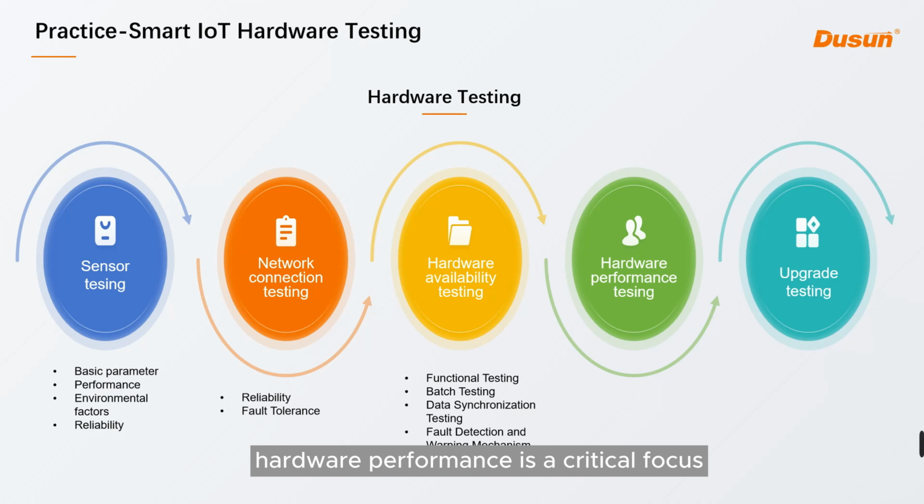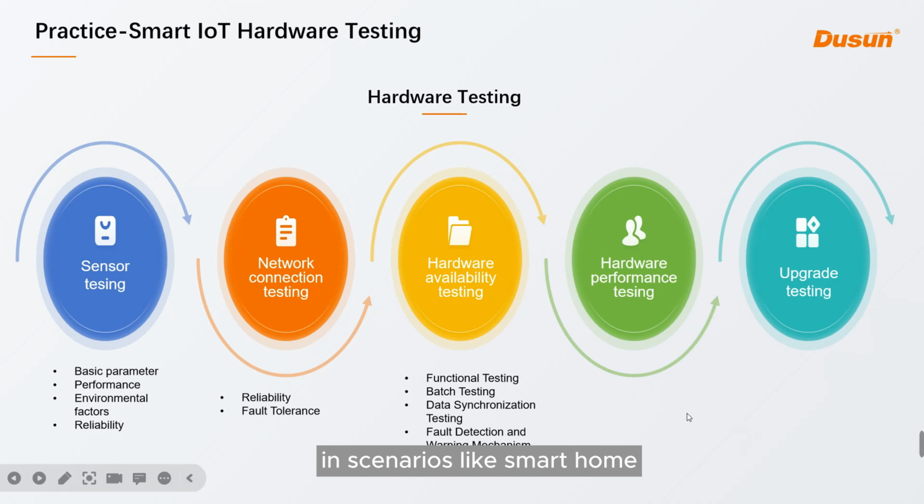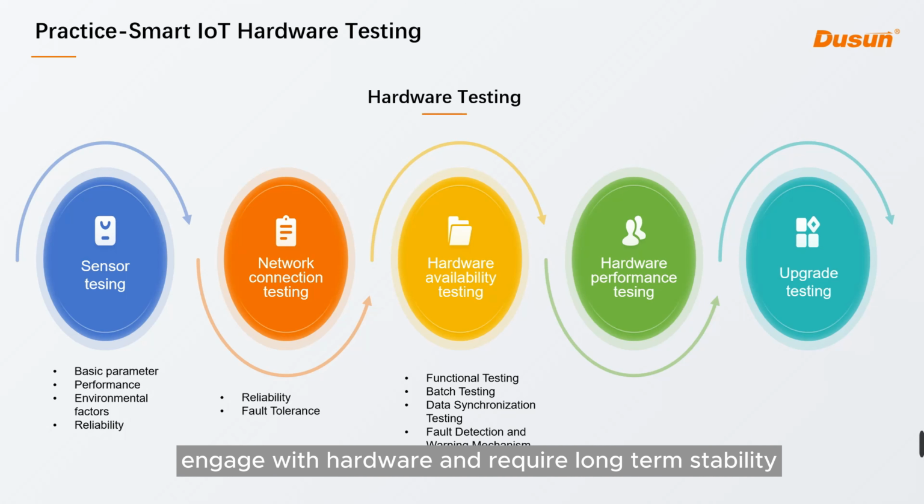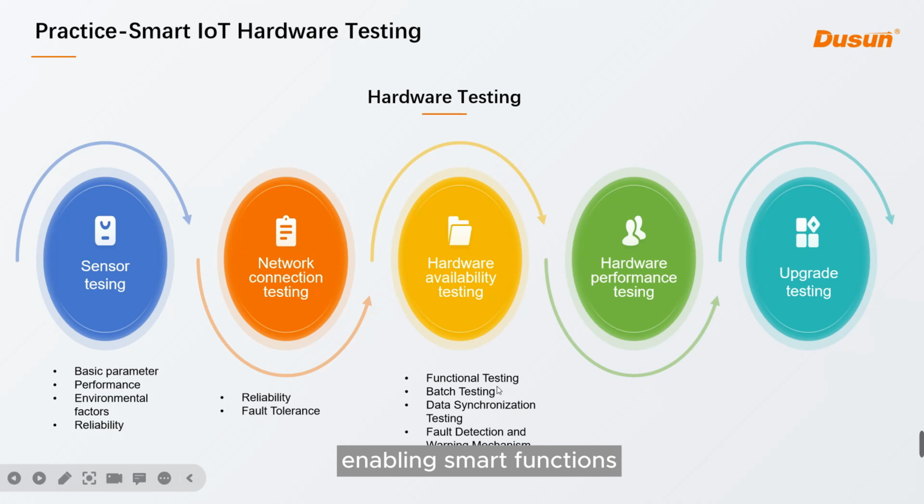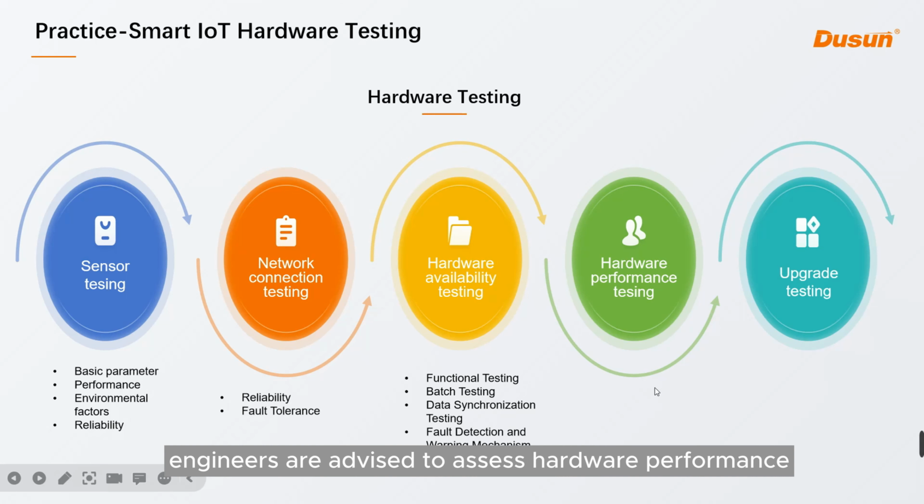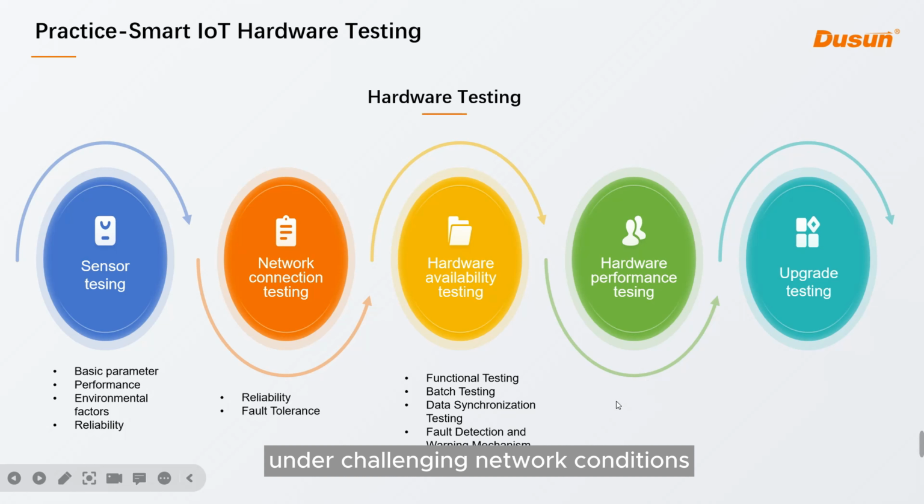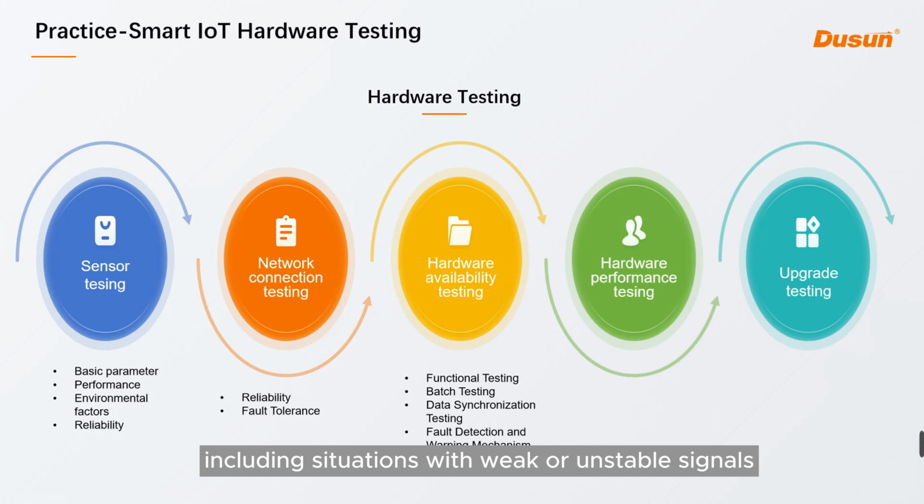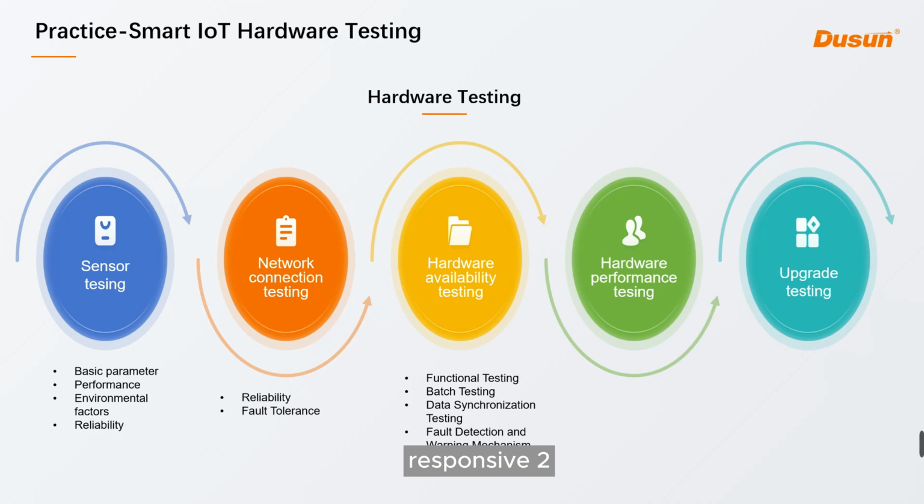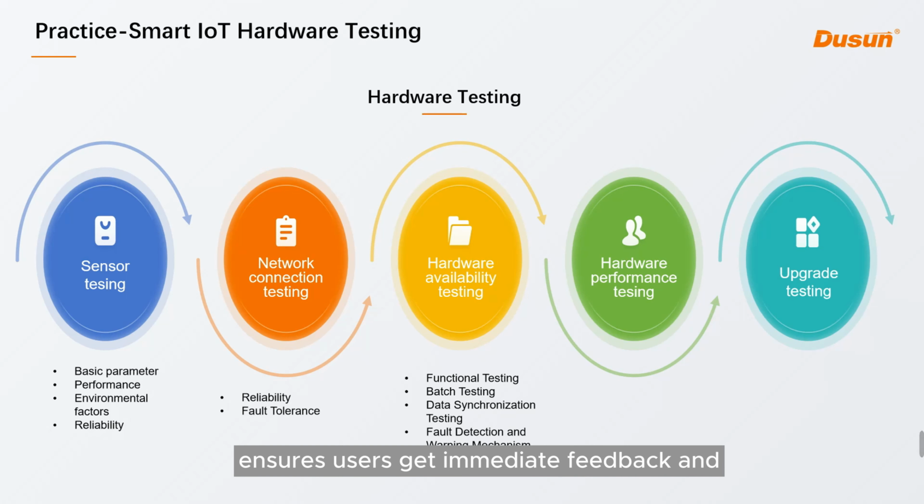Hardware performance. Hardware performance is a critical focus in scenarios like smart home, when users frequently engage with hardware and require long-term stability. Given the indispensable role of network connectivity in enabling smart functions, hardware testing engineers are advised to assess hardware performance under challenging network conditions, including situations with weak or unstable signals. Key considerations include response time. Test the time smart hardware takes to respond to instructions. Achieving a low response time ensures users get immediate feedback and excellent operational experience.